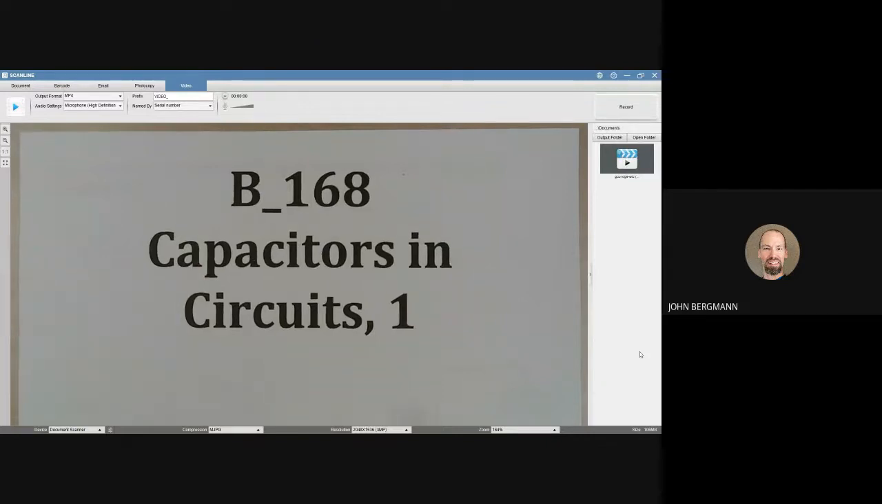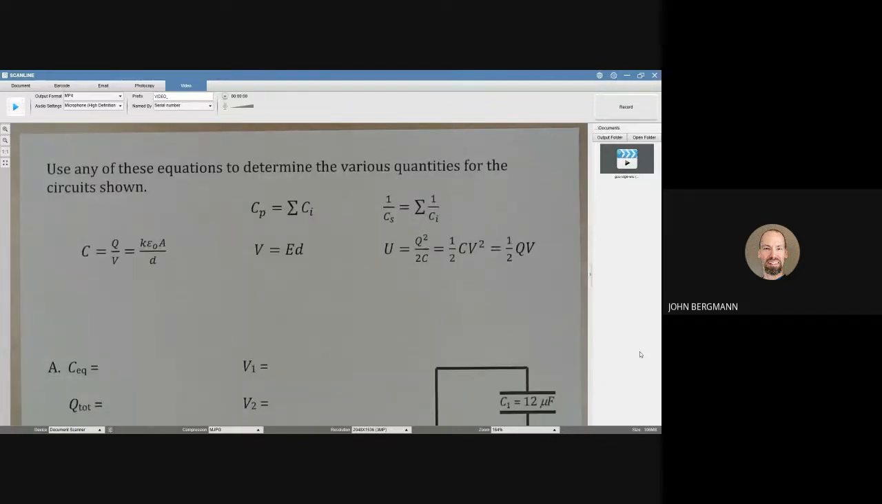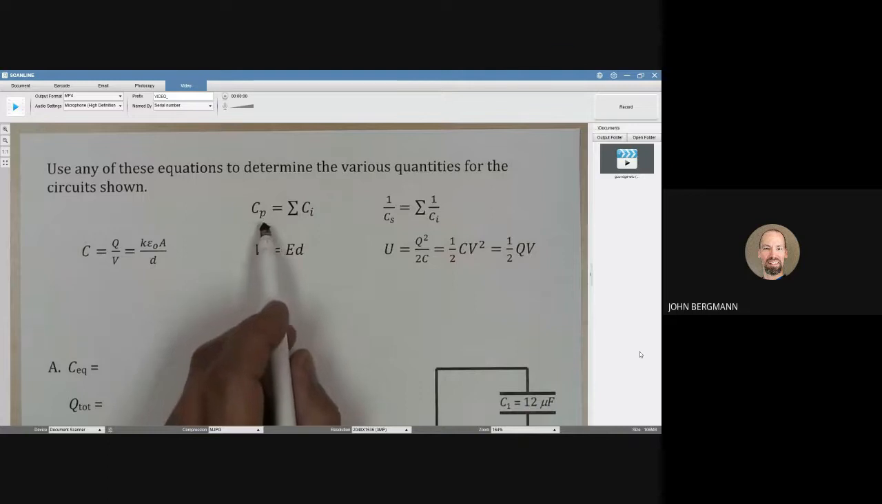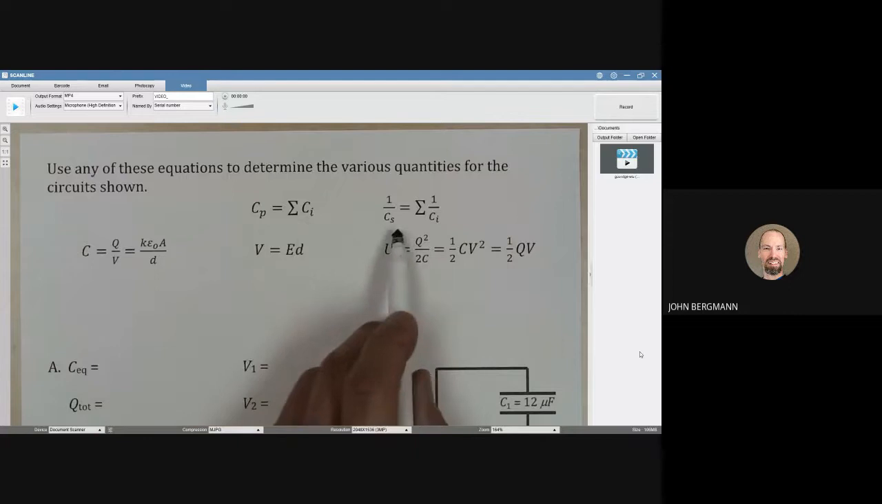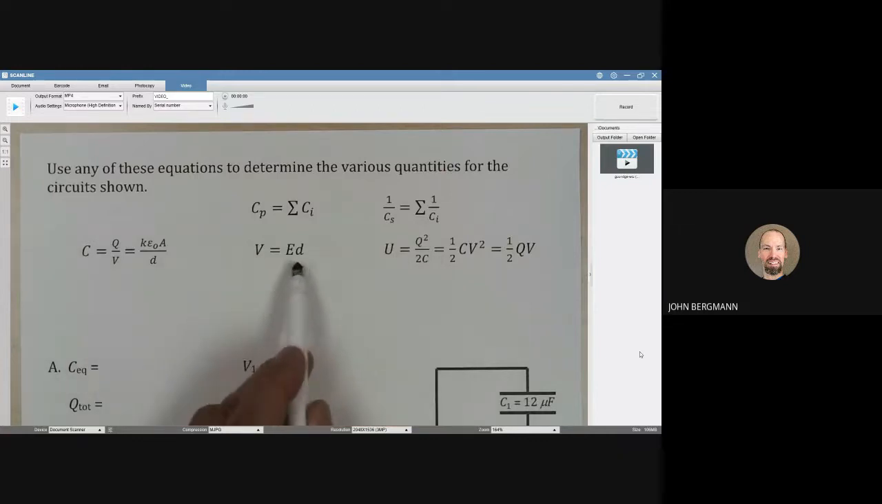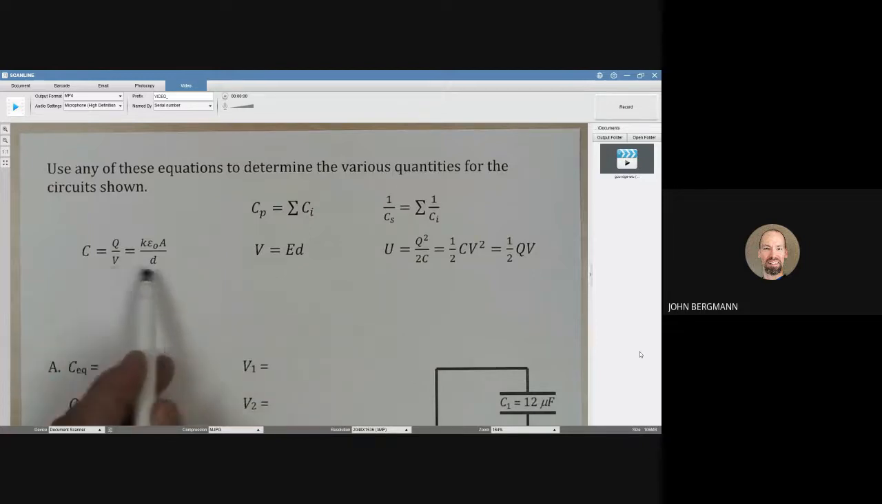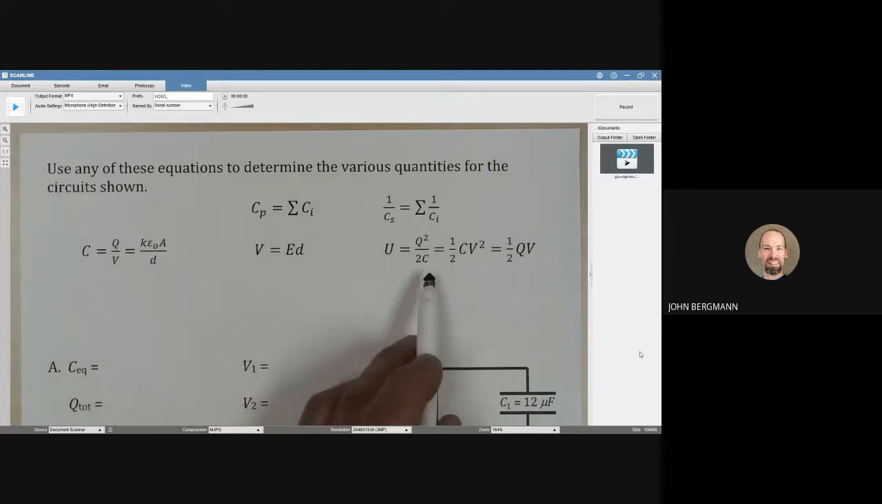Capacitors in circuits 1. Use any of these equations to determine the various quantities for the circuits shown. You can see we've got the equation for capacitors in parallel, which I've called the add-up equation, the equation for capacitors in series, which I call the one-over equation, and then we met this equation when we were dealing with capacitor plates. There's the definition of capacitance in a couple of different ways, and here's a number of equations, any of which you can use to find the energy.